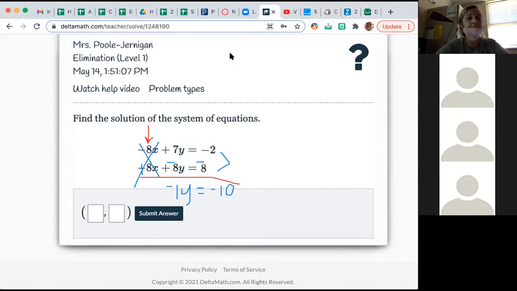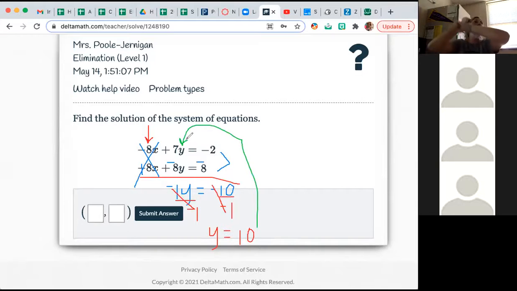How do we get y by itself? Divide by negative 1. What's negative 10 divided by negative 1? Thank you. A negative divided by negative cancels to make a positive. Now, where do you put that y equals 10? It doesn't matter, but it's got to go in for what? Y. You can put it into either equation. You should get the same thing because at y equals 10, that's where they should be crossing, okay? So it doesn't matter where we put it.